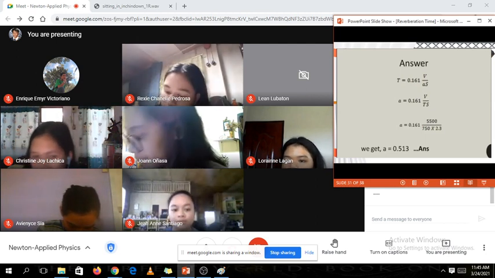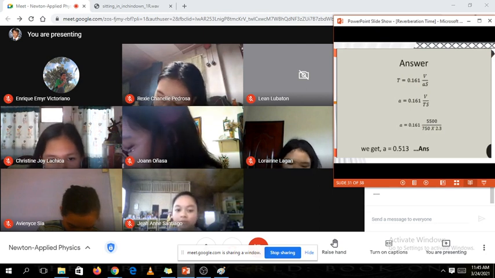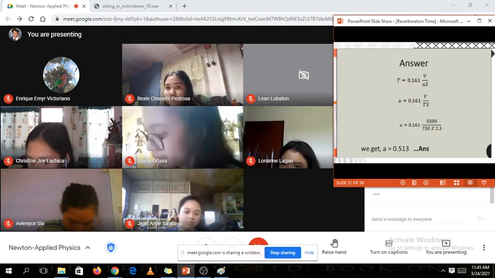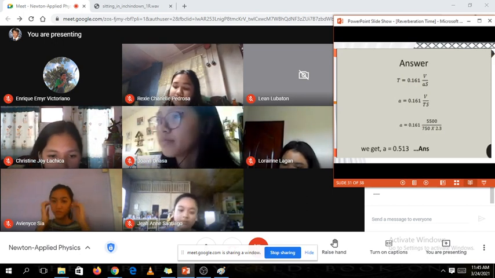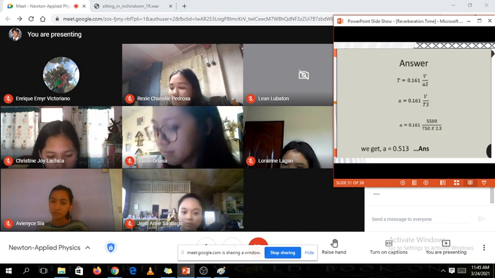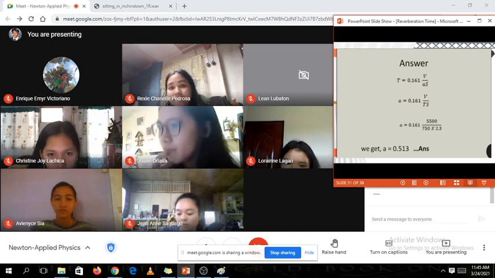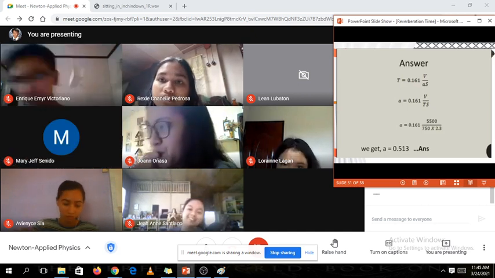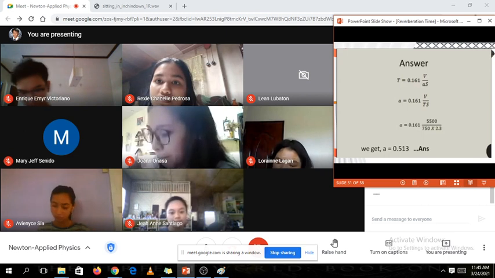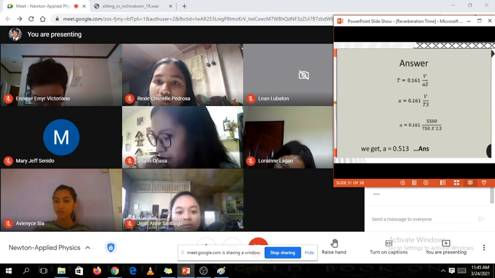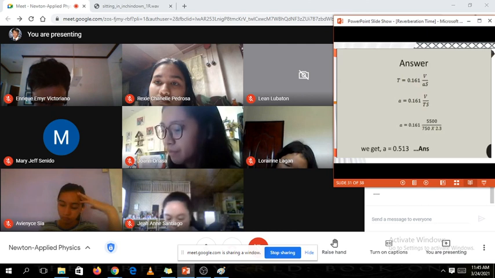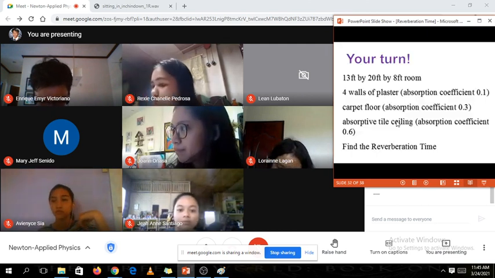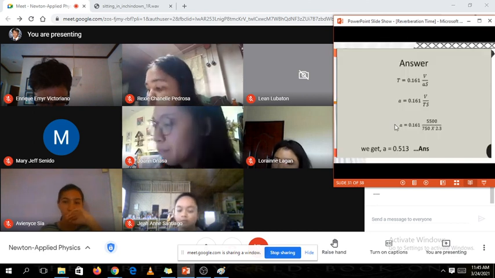Okay? So very simple, substitute the values for RT equals 0.161 volume over the total absorption coefficient multiplied by the surface area. To get the absorption coefficient, isolate it by applying the multiplicative property of equality. So A, or alpha, equals 0.161 times 5,500 divided by 750 multiplied by 2.3. And you will get 0.513 Sabins. Okay? Questions?